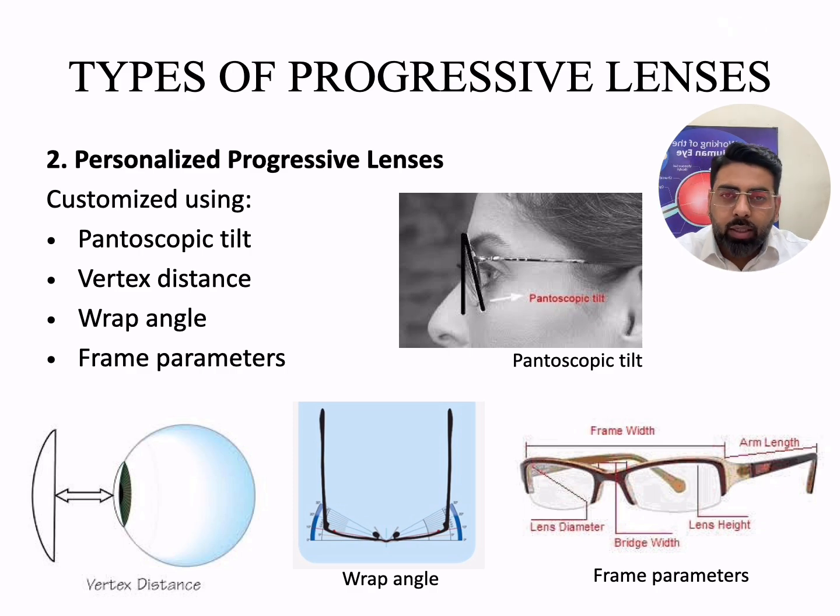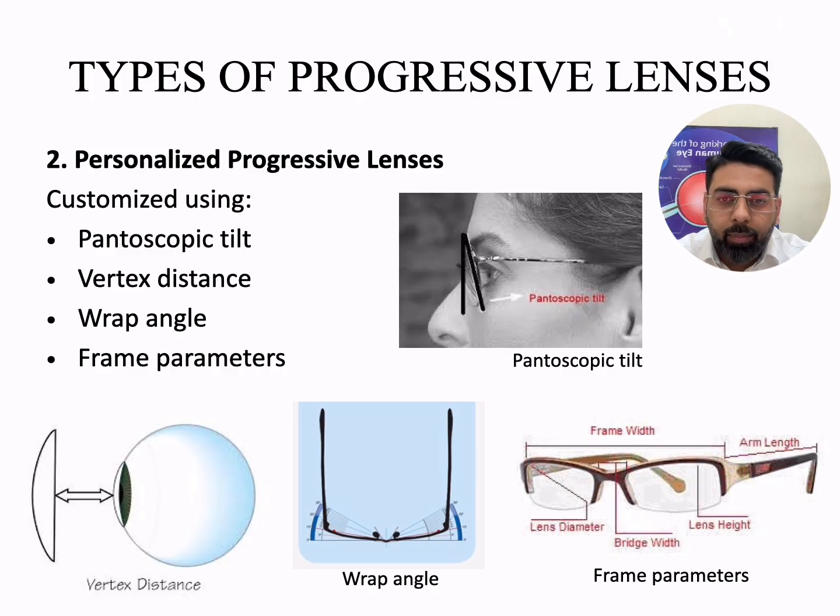Okay, number 2 is the vertex distance. The distance from the back surface of the lens to the anterior surface of the cornea is measured in millimeters, and that is called the vertex distance. What is the wrap angle? Wrap angle is the facial angle. When we wear spectacles, it creates an angle here on the sides. That is called the wrap angle.